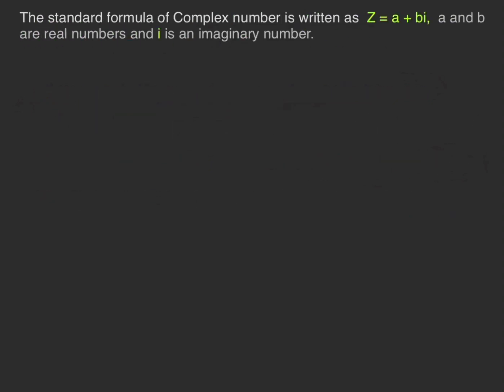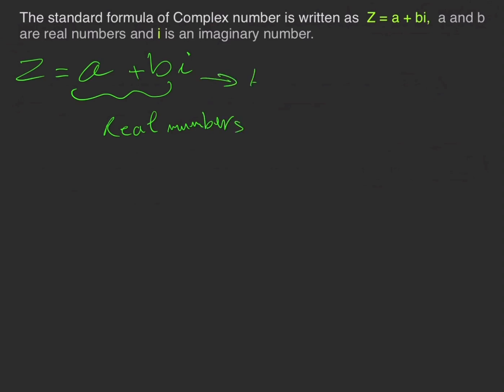So let's find the standard form of a complex number. The standard form is written like this: z is equal to a plus bi, where a and b are real numbers, and i is called the imaginary number. So let's write the standard form again: z is equal to a plus bi, those here both are real numbers, and this here is the imaginary number.